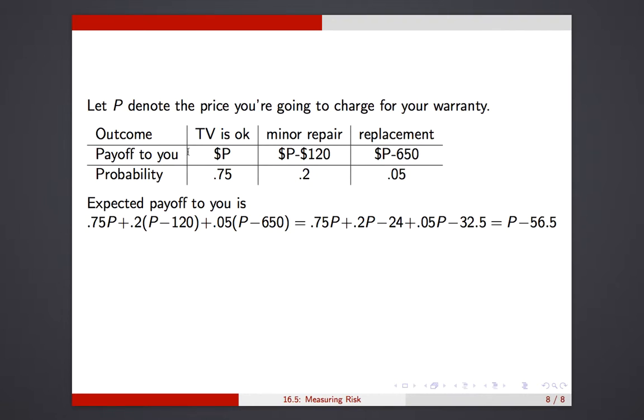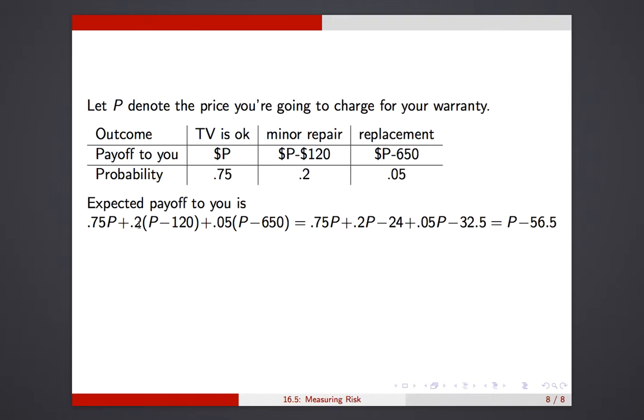As always, though, once you have a table like this, you can compute an expected value, and you do it by just multiplying down, add over, multiply down, add, multiply down. So in this case, you get 0.75 times P, that's this column, then add this entire entry here, this P minus 120, all of that times 0.2, and then this entry here, P minus 650, all of that is multiplied by 5%.